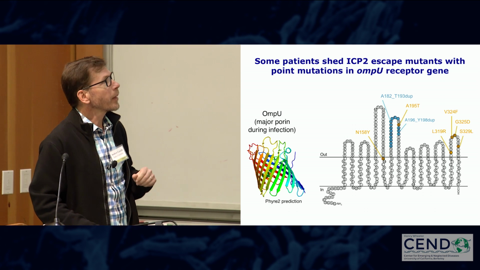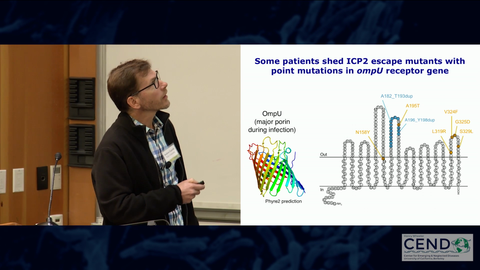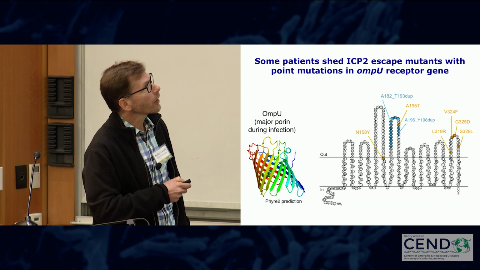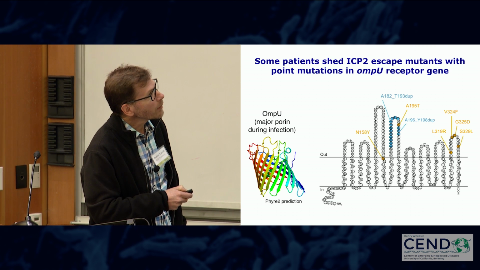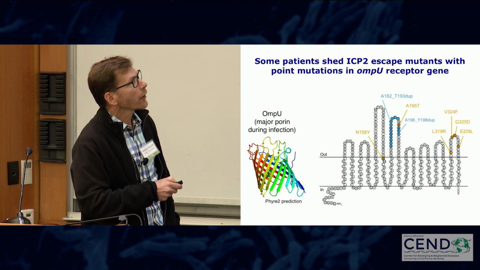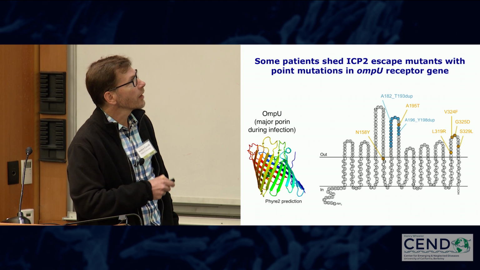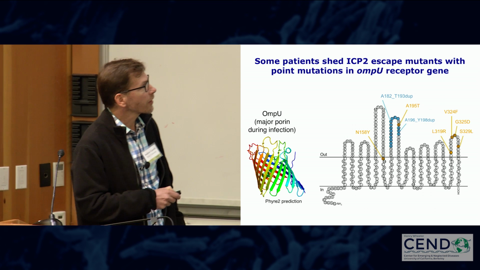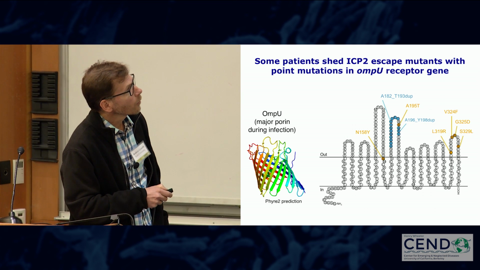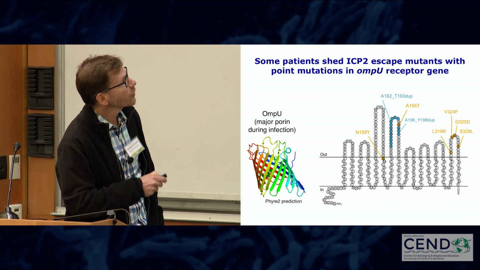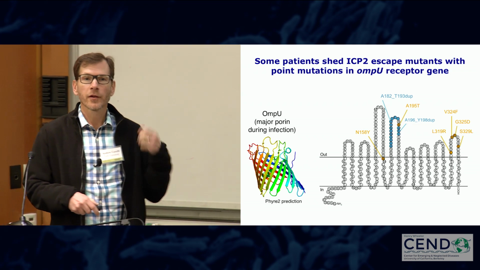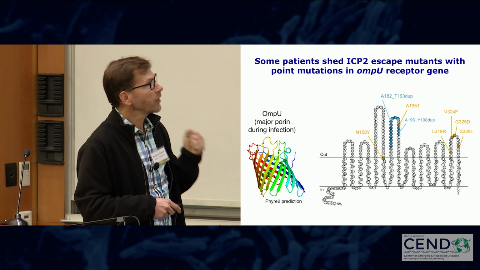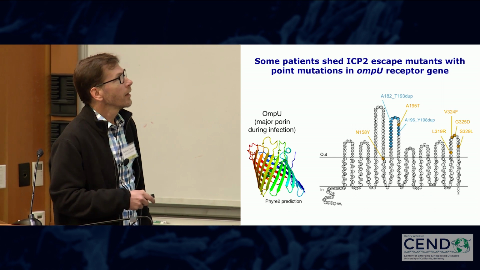It's a little bit harder to get mathematically, but Kim showed this, that some patients are shedding isogenic mutants of Vibrio cholerae that have these point mutations in these two outer loops of OmpU. So this is an outer membrane porin, and this is a predicted structure based just on a Phyre2 prediction. And so all these mutations map to these two loops, and we assume that that is where the tail fibers of ICP2 engage to infect the bacteria.